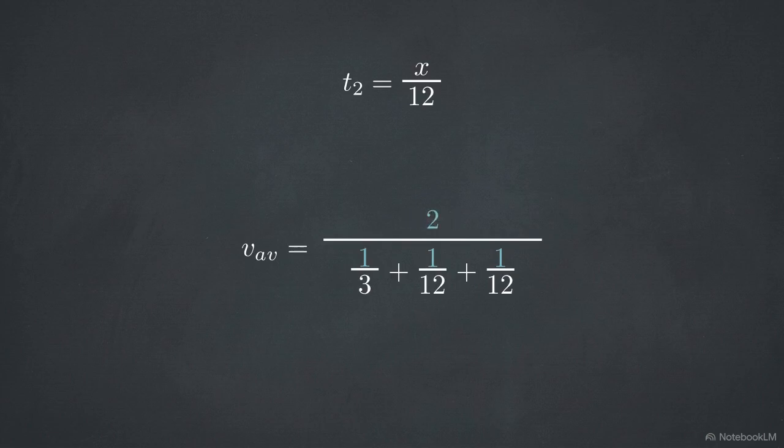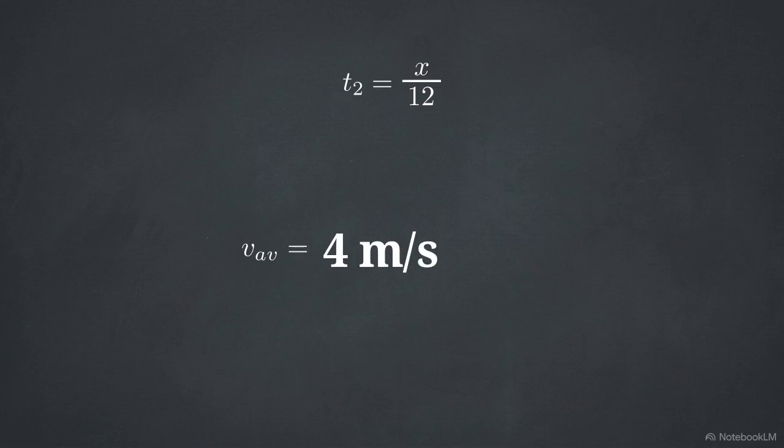Since variable x appears in every term, it factors and cancels out completely. Once the variables are removed, we are left with a purely numerical calculation. Evaluating the remaining fractions results in a final average speed of 4 meters per second.